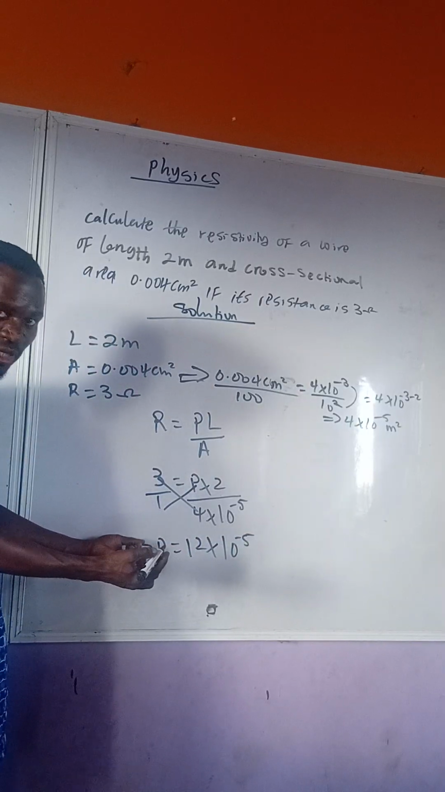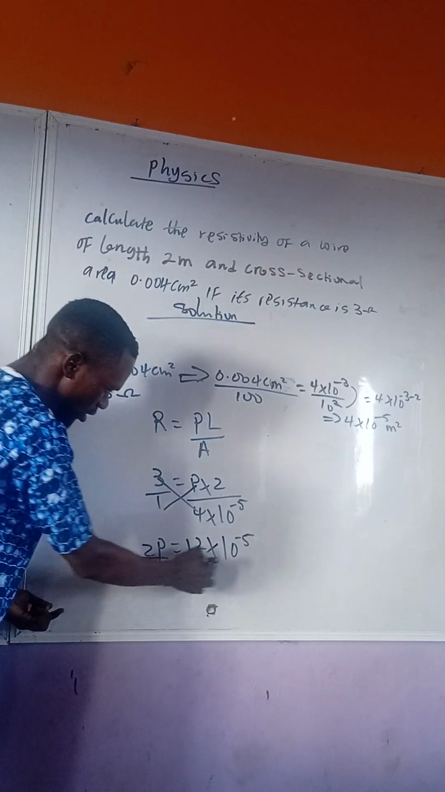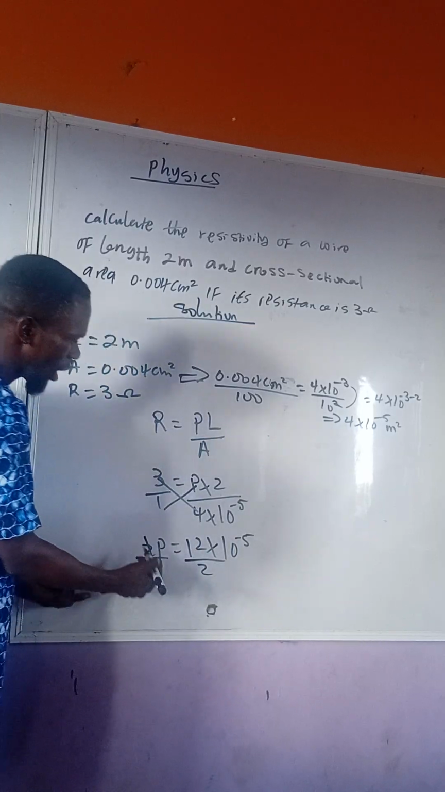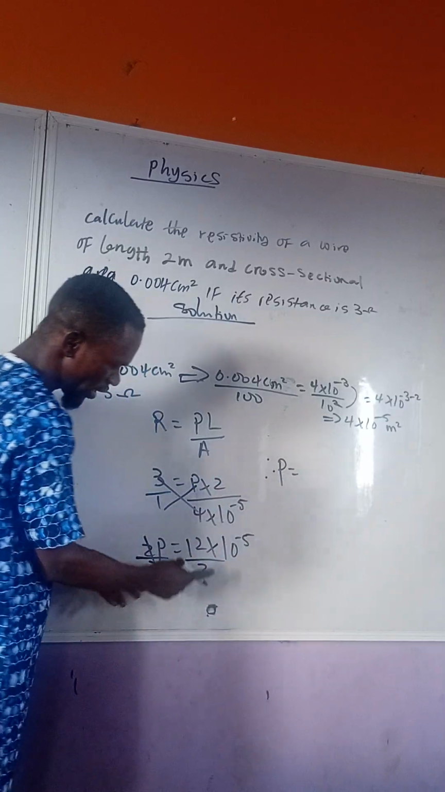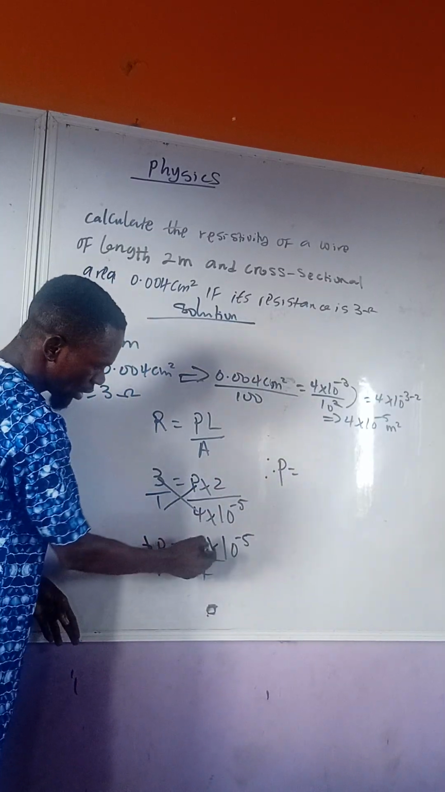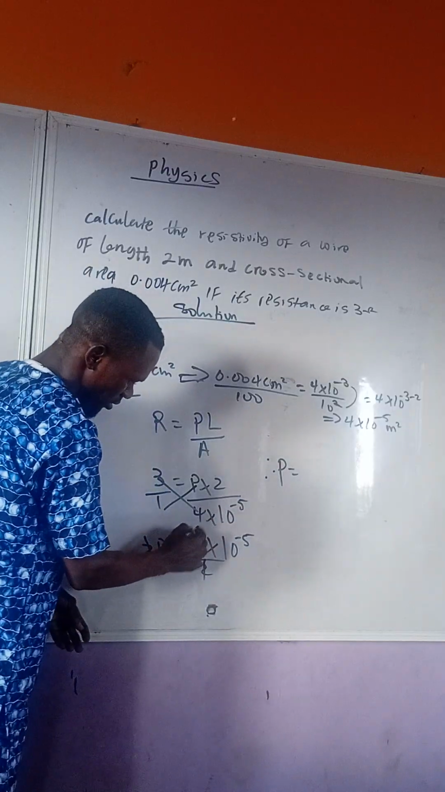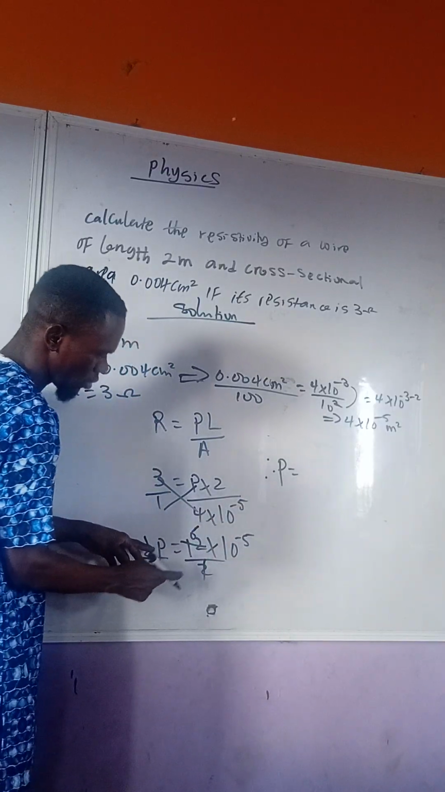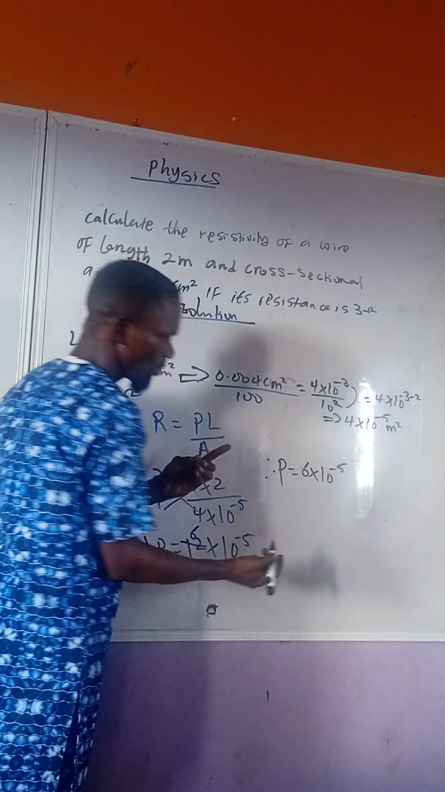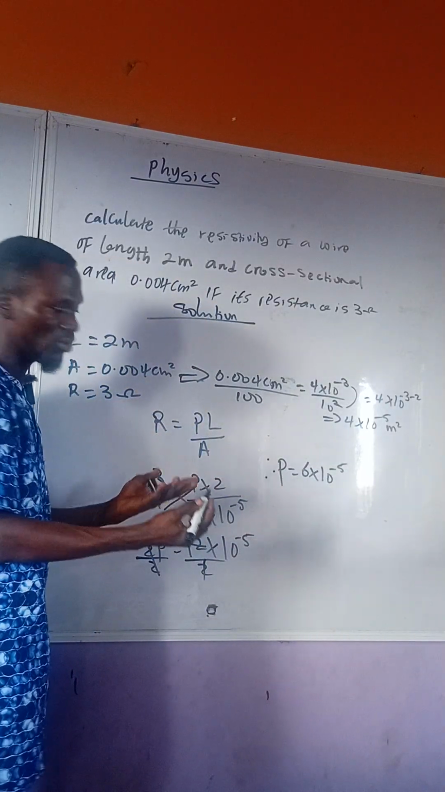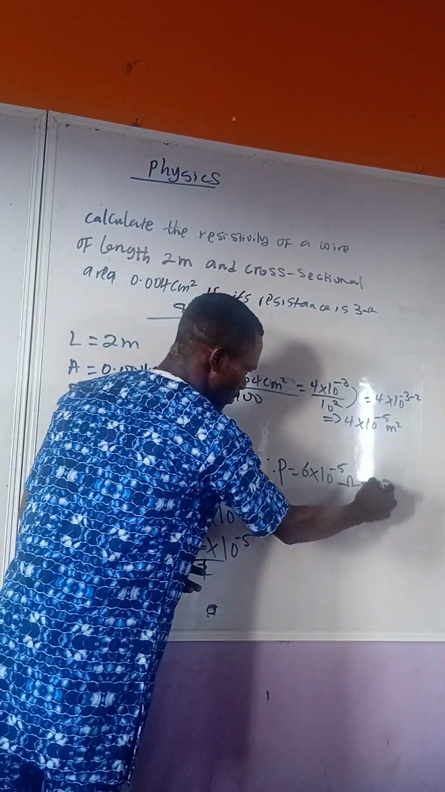Now to make p the subject, you divide by 2 over 2 here, and this cancels out. So we have resistivity equals, when I divide 12 by 2, that will give us 6. So therefore we have resistivity equals 6 times 10 to the power of minus 5. Now what's the unit for resistivity? Just ohm-meter.